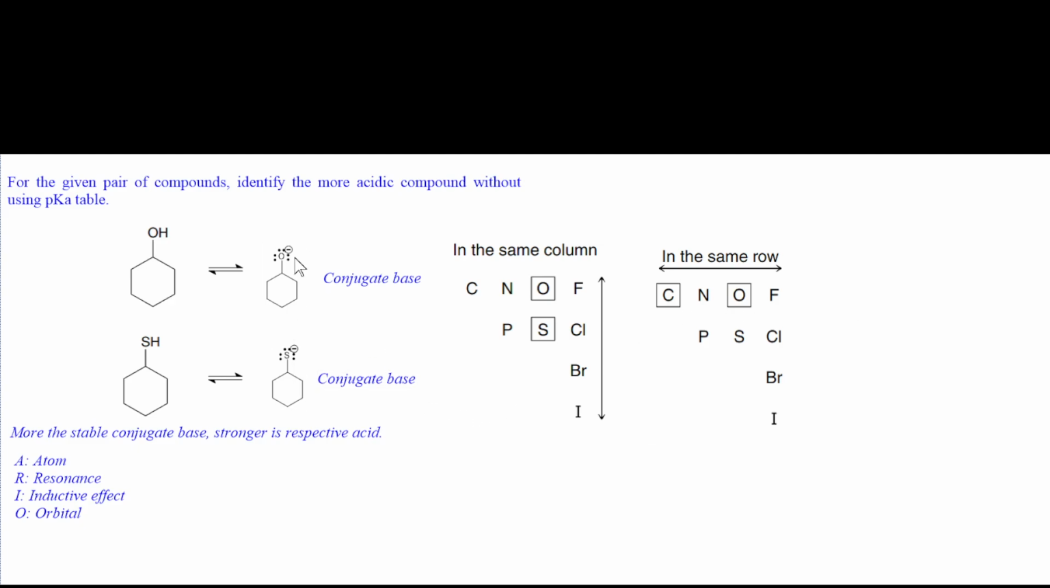Now, when we are looking at these two conjugate bases, the negative charge is on oxygen here, and on sulfur here. Oxygen and sulfur fall into the same column of the periodic table, and that's why we will discuss the stability based on size. We know sulfur is bigger in size compared to oxygen, so the negative charge on sulfur here will be well dispersed over a larger surface area, and that's why this conjugate base will be more stable. As this conjugate base is more stable, we can say the respective conjugate acid will be the stronger acid.